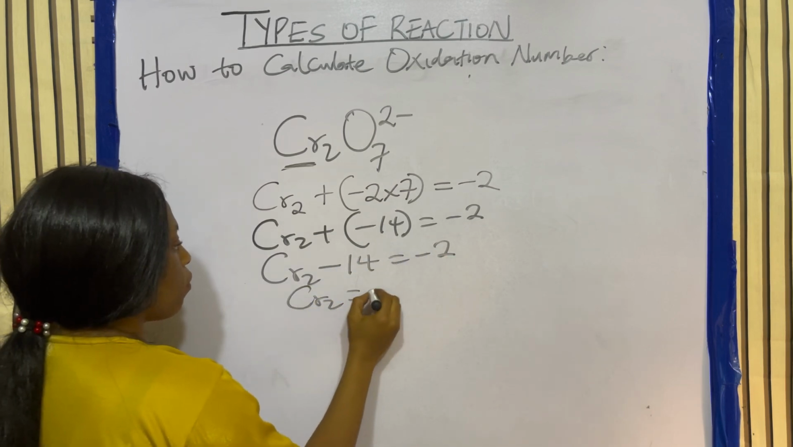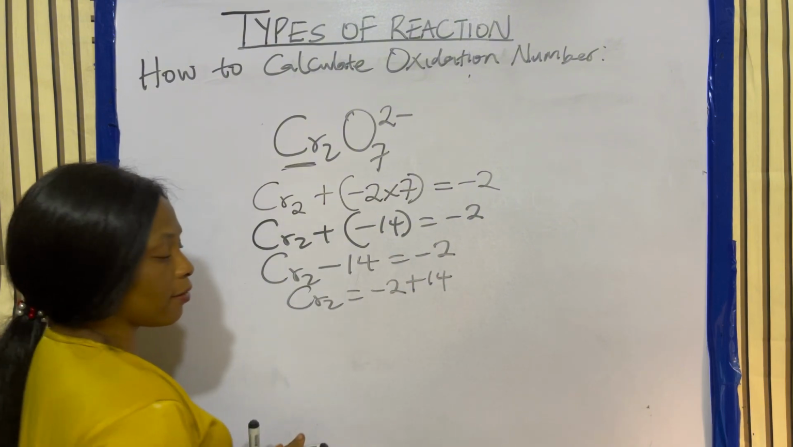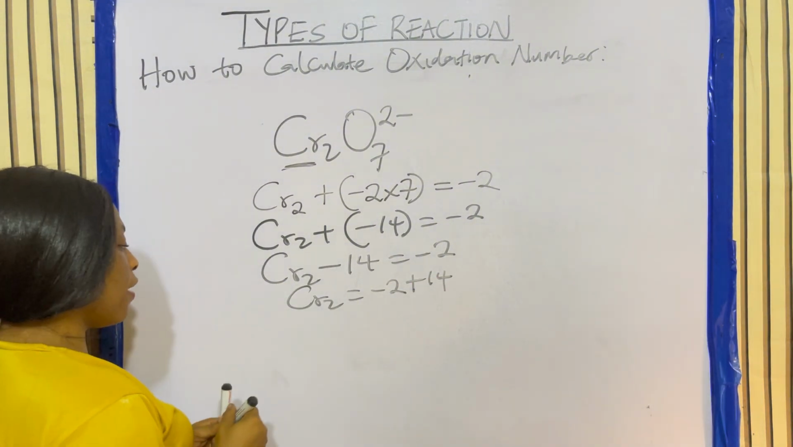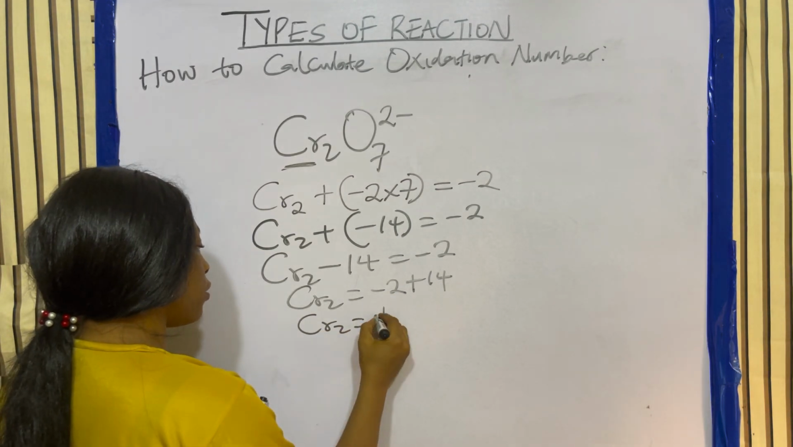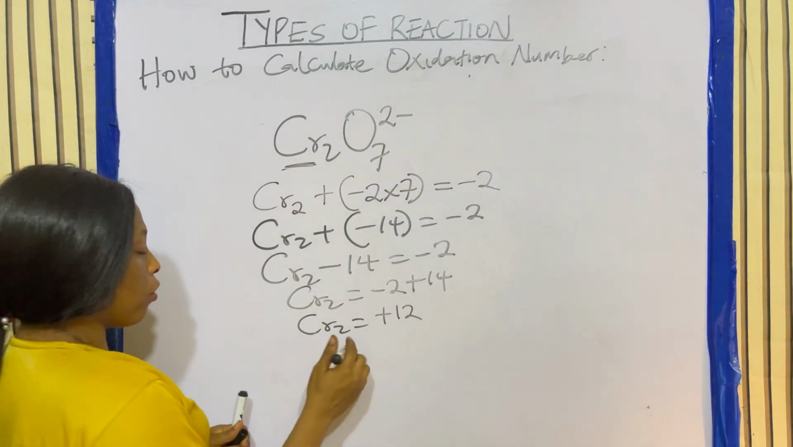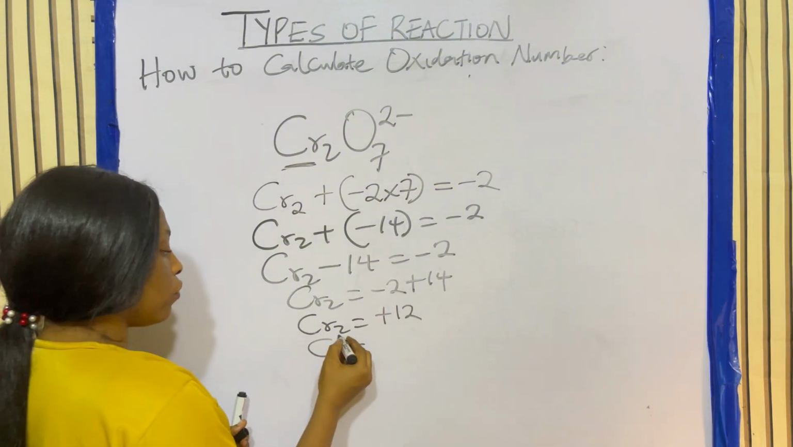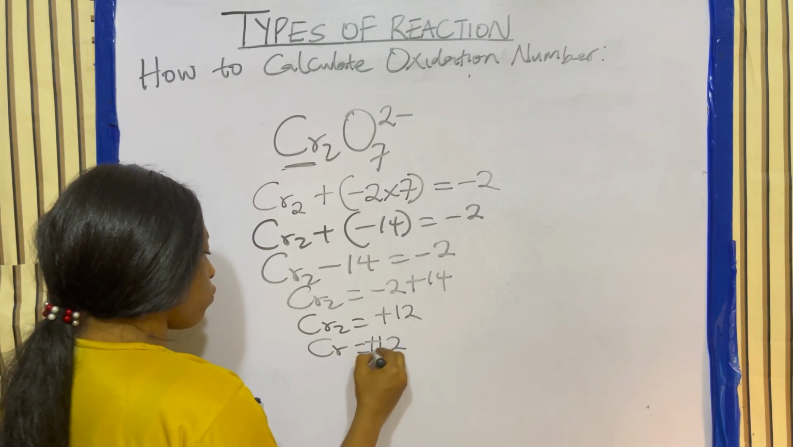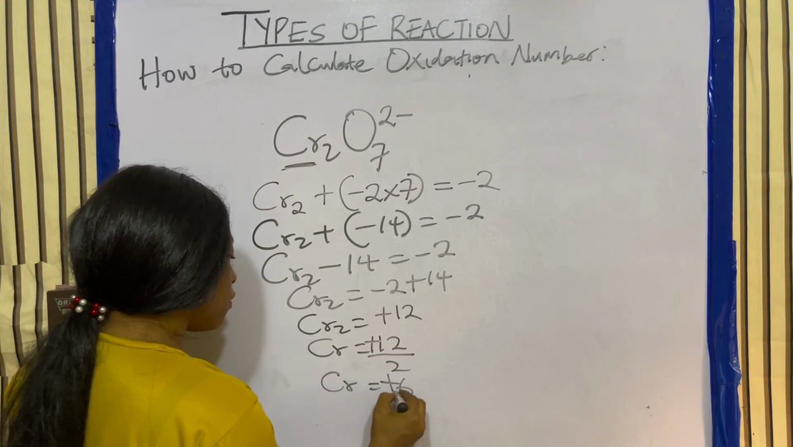Chromium 2 is equal to -2, and the -14 crosses over to give you +14. Are we following? Then you have that chromium 2 is equal to -2 plus 14. That will give you +12. Now this is chromium 2, so in order to make it chromium, you're going to divide by 2. So +12 divided by 2, you have that chromium is equal to +6.